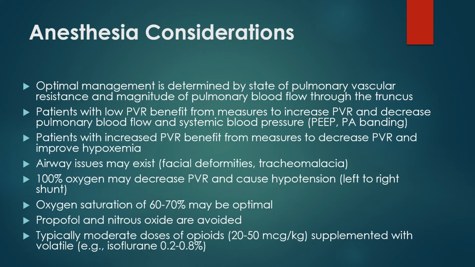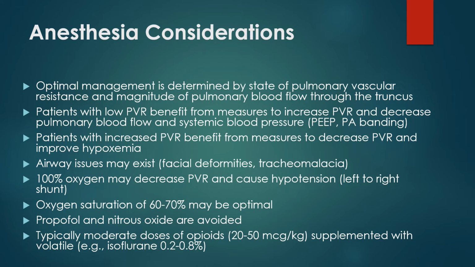So some of the anesthesia considerations involve optimal management of the pulmonary vascular resistance and magnitude of pulmonary blood flow through the truncus. So patients with low PVR benefit from measures to increase PVR and decrease pulmonary blood flow, and it's going to improve your systemic blood pressure. This includes PEEP, pulmonary artery banding, but that's again a palliative procedure.